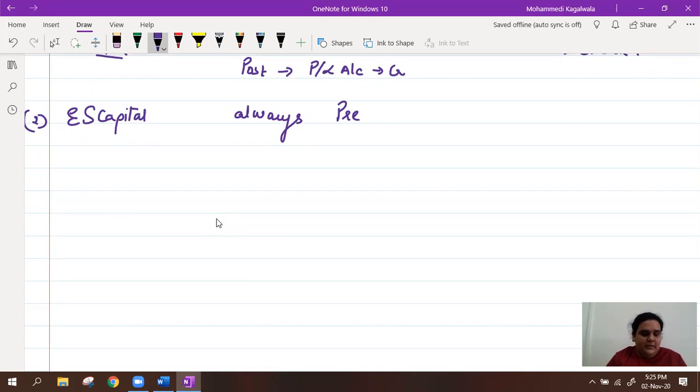It is always pre. Since it is pre, it will hit the investment account credit side and minority interest account also credit side. Number 3, preliminary expenses, fictitious.